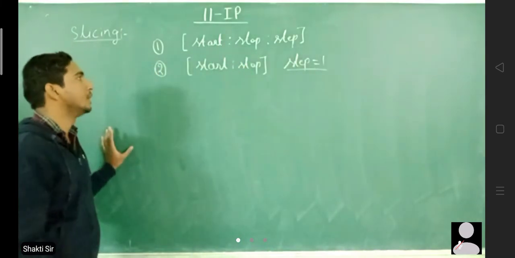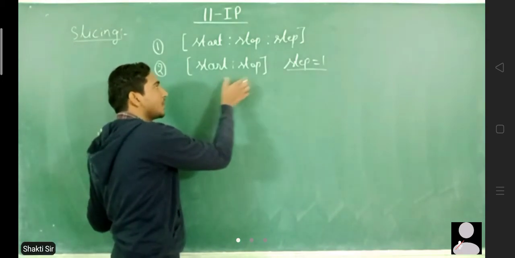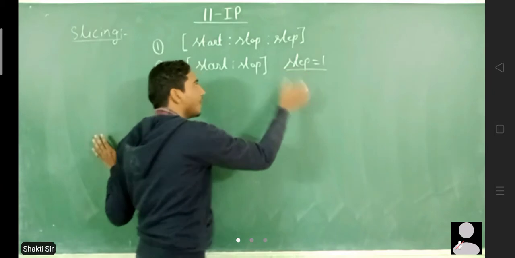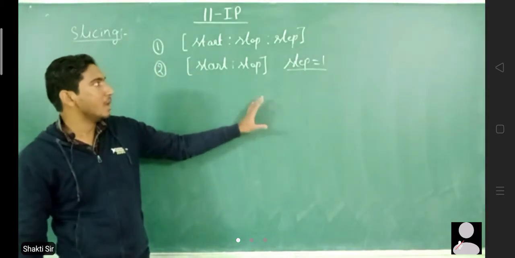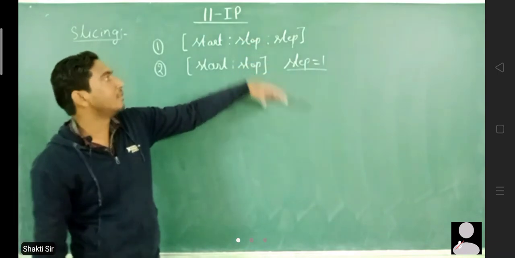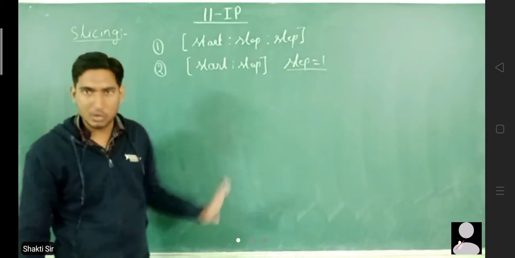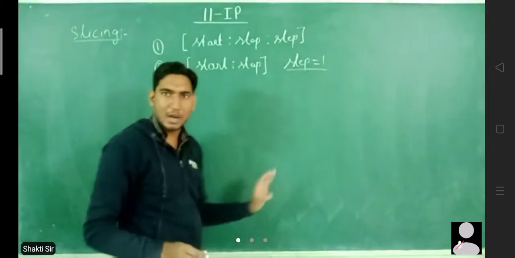You can use either form, but in this form the default value of step will be 1, and you will not be able to change that default. If we want to change the default value of step, then we can use the other form of slicing. So these are two forms of slicing. Now let us see some examples of slicing.